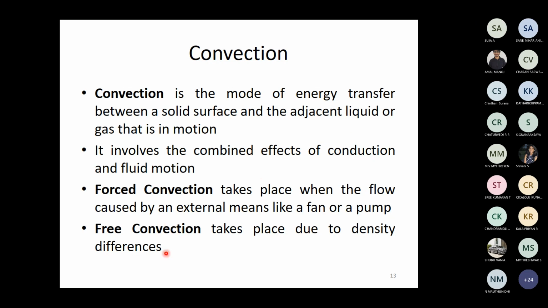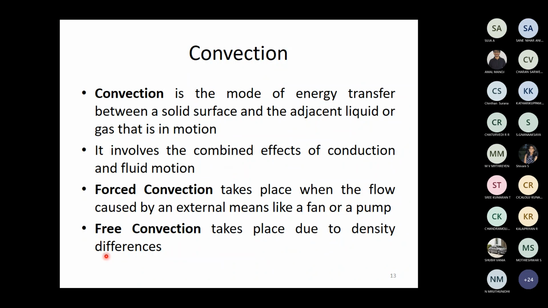Then there are two types of convection. The one is forced convection, which takes place when the flow is caused by external means, like a fan or a pump or a blower. So some kind of external device drives the fluid to flow over the surface. That is called forced convection. Most industrial applications will have forced convection, because we want some kind of positive convective heat transfer, either heat supply or heat removal. We want that to happen positively. Therefore, we go for forced convection wherever there is no restriction in space.